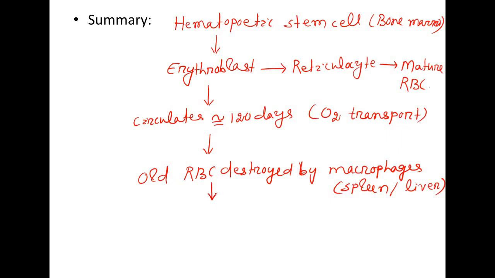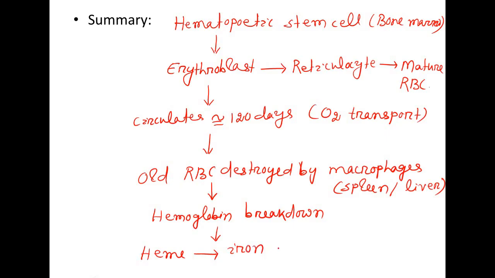Then it is hemoglobin breakdown. Then it forms heme pigment, which forms iron. Iron is recycled, and bilirubin pigment is excreted.